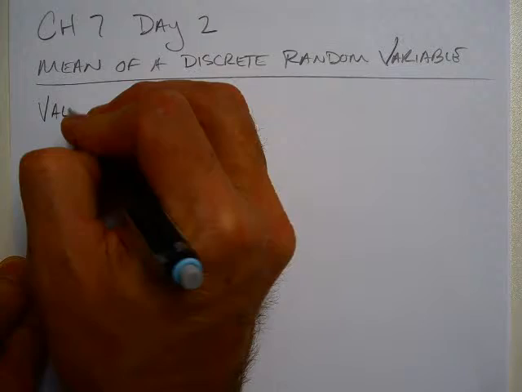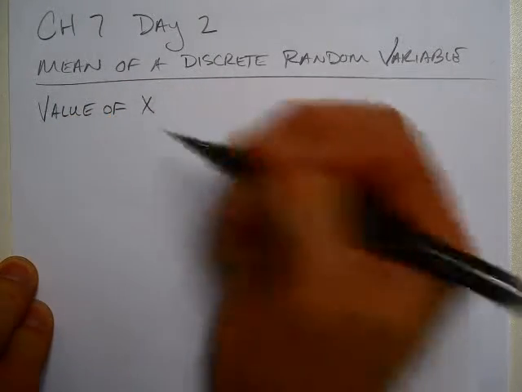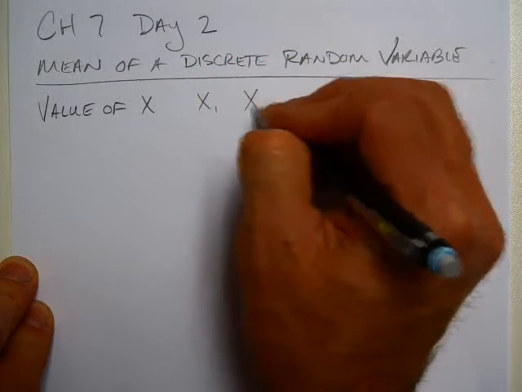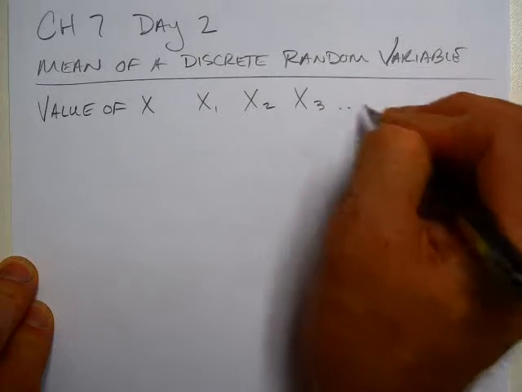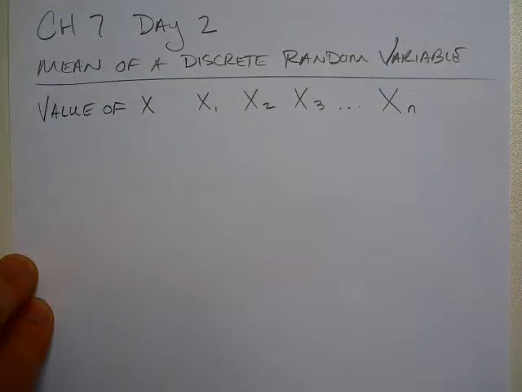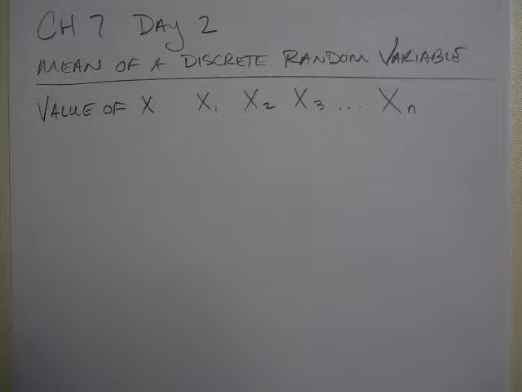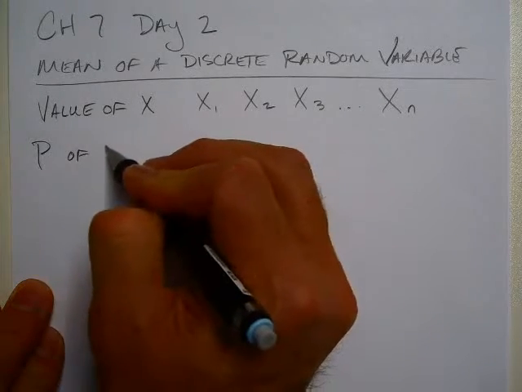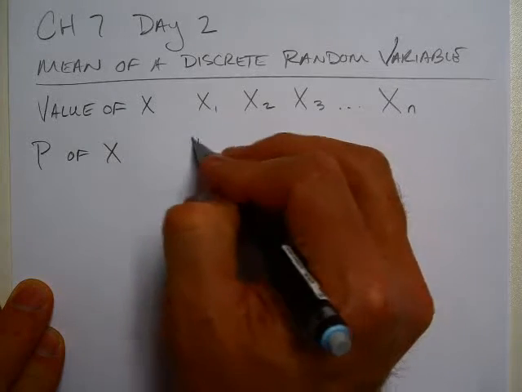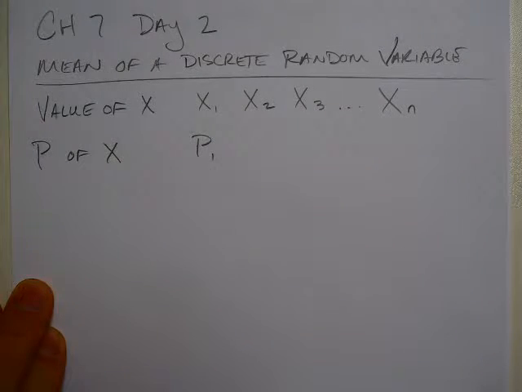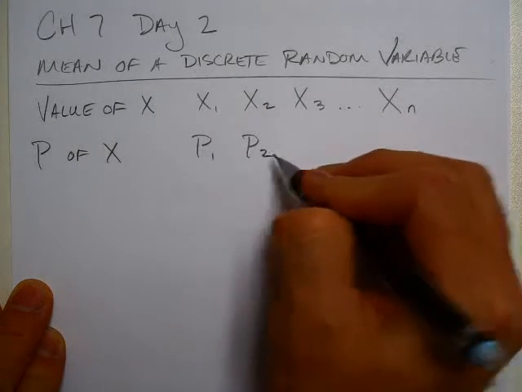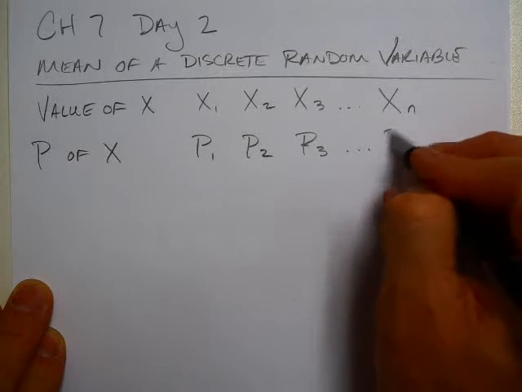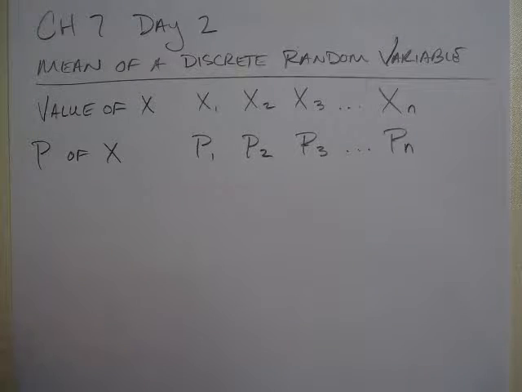The value of x is your first x, your second x, your third x, all the way to however many x's you have, x to the nth term. And then your probability of x would be the probability that the first x occurs, the probability that the second x occurs, and so forth, until you get to the last probability, the nth probability for the nth x value.